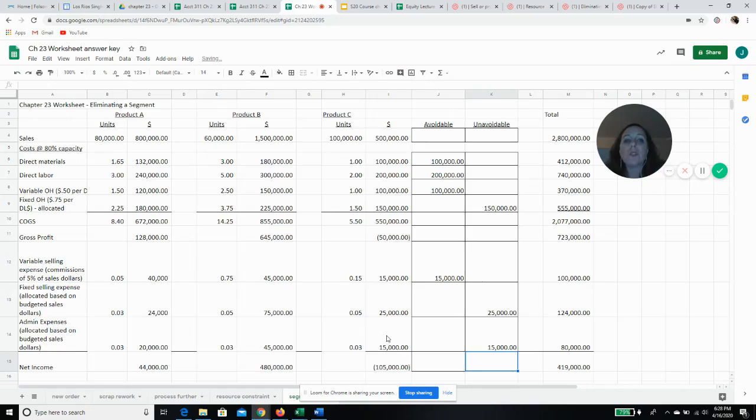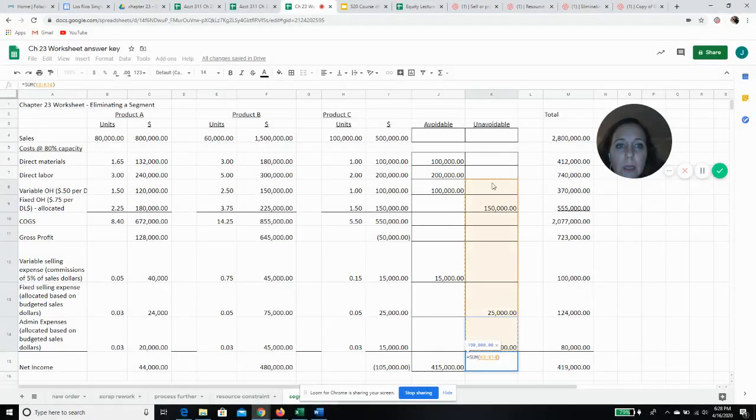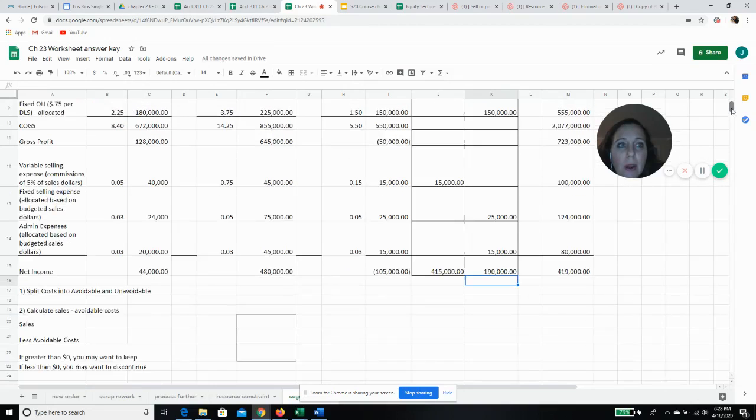All right, so now we've split our costs into avoidable and unavoidable. So our avoidable costs, we're going to sum these up. Our avoidable costs are going to be $415,000. Our unavoidable costs are going to be $190,000. All right, so what do we do with that? So now we're going to compare our sales with our avoidable costs.